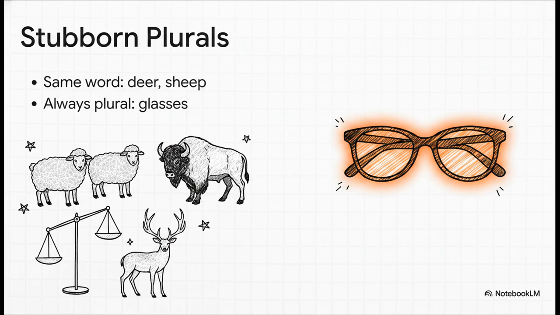And just to keep us completely on our toes, some words absolutely refuse to change at all. Words like deer, sheep, or bison are exactly the same whether you're looking at one of them or a herd of 100. Then, on the totally opposite end of the spectrum, some nouns are just always plural, like glasses when you're talking about the spectacles you wear on your face.